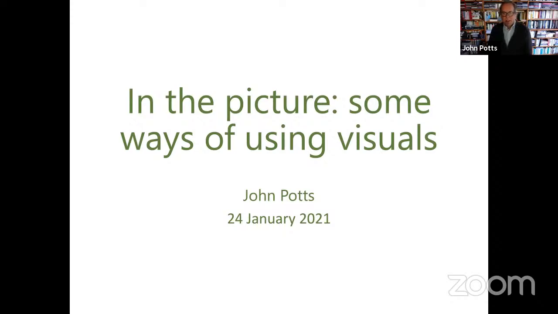In the old days, I had to cut them out of a magazine and paste them onto pieces of paper or cardboard, but now I can project them. So let's have a look at some ways of using visuals in your teaching. I'm going to take you through this presentation, and as I said, you can always ask a question in the chat box.